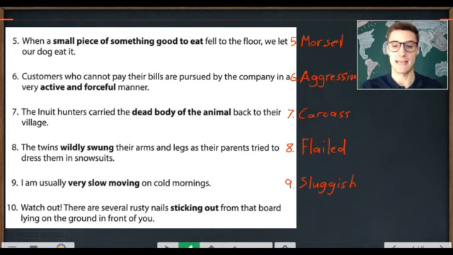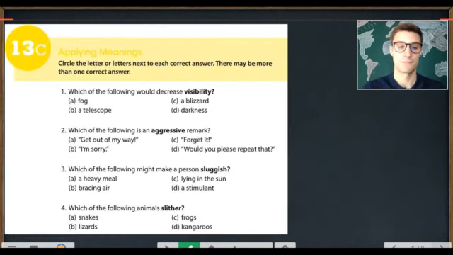Next, number 10. Let's see. Watch out! There are several rusty nails sticking out from that board lying on the ground in front of you. Sticking out. Which word can replace that? Protruding. Watch out! There are several rusty nails protruding from that board lying on the ground in front of you. Protruding. That's the word. Great.